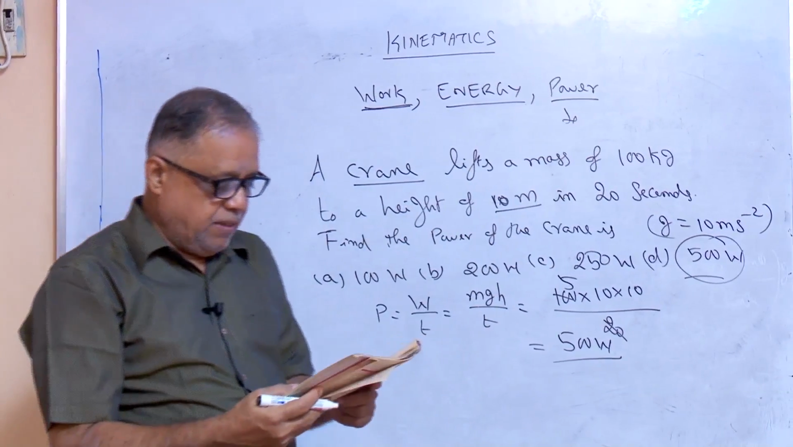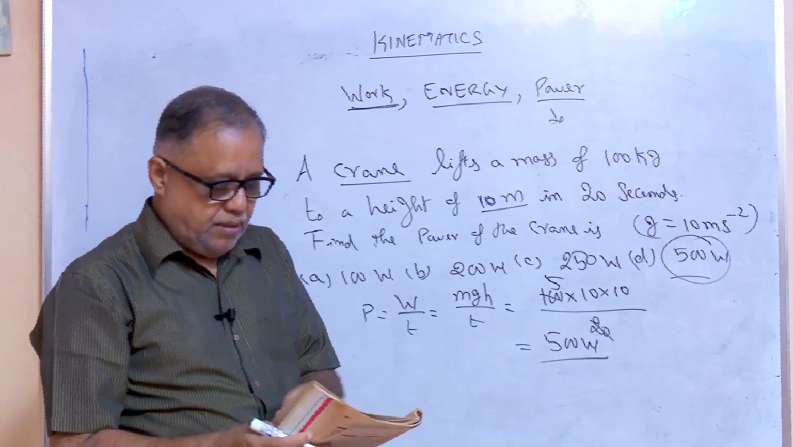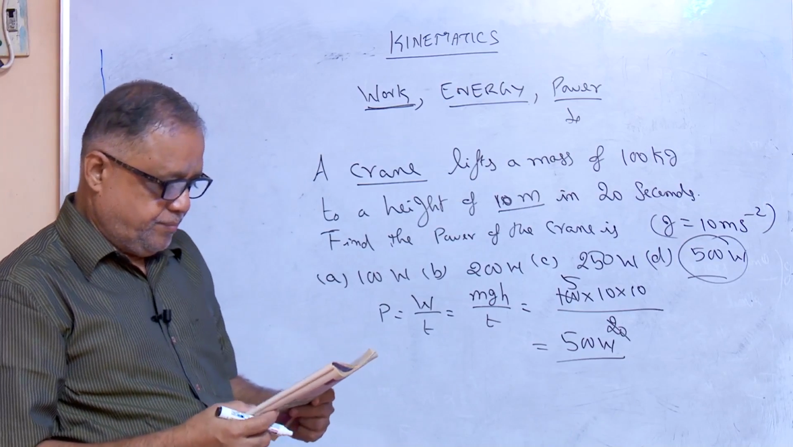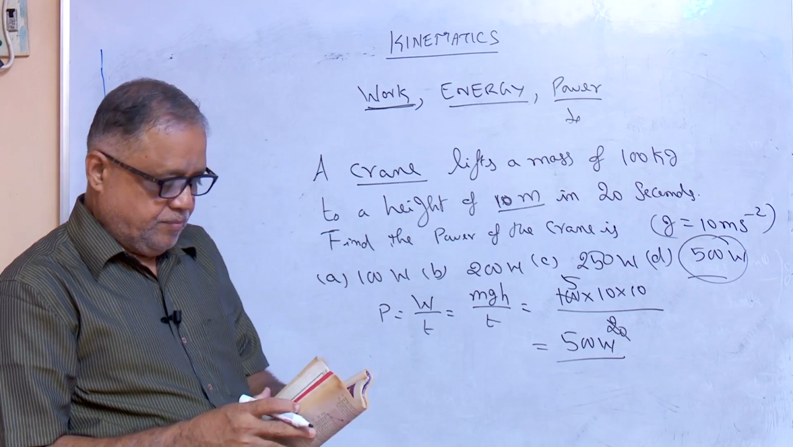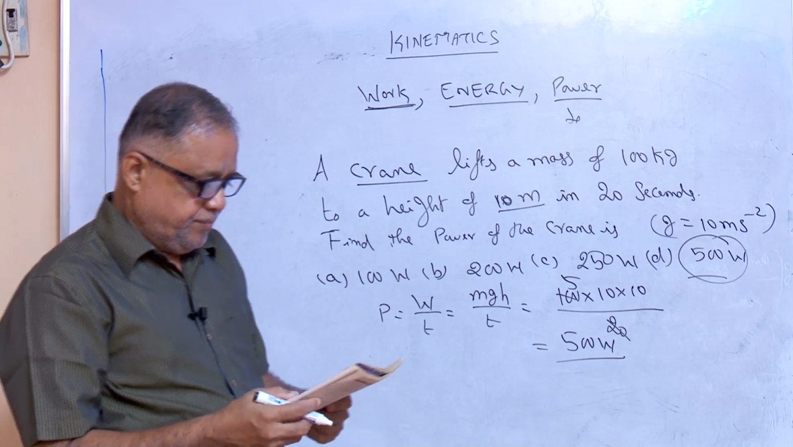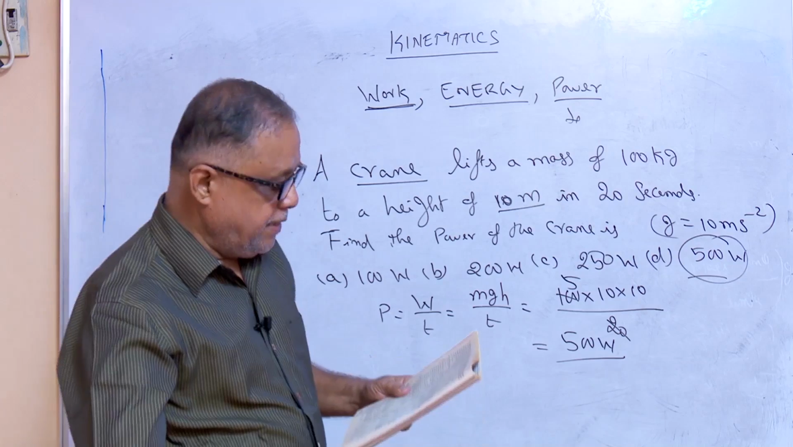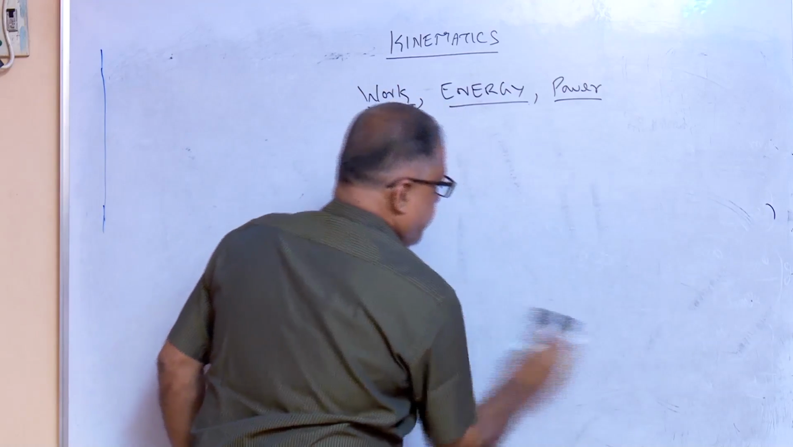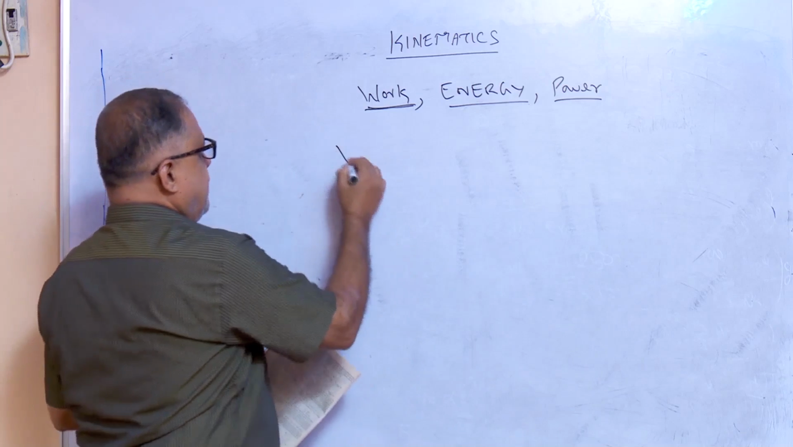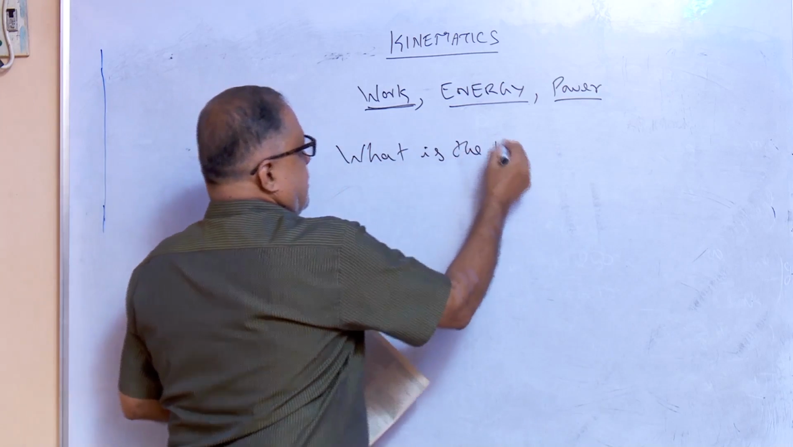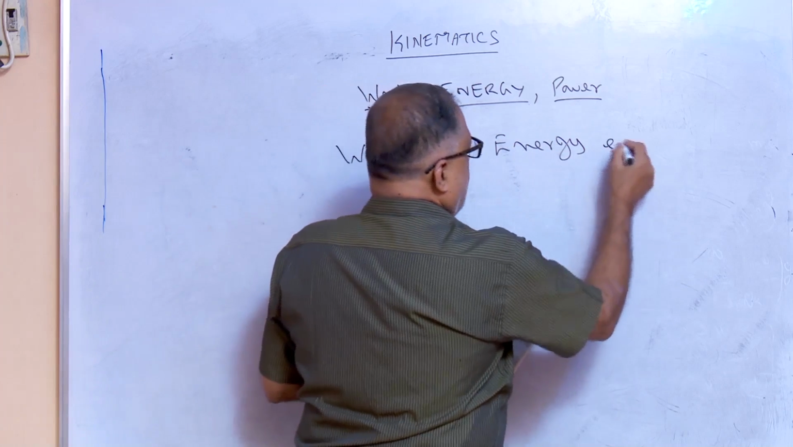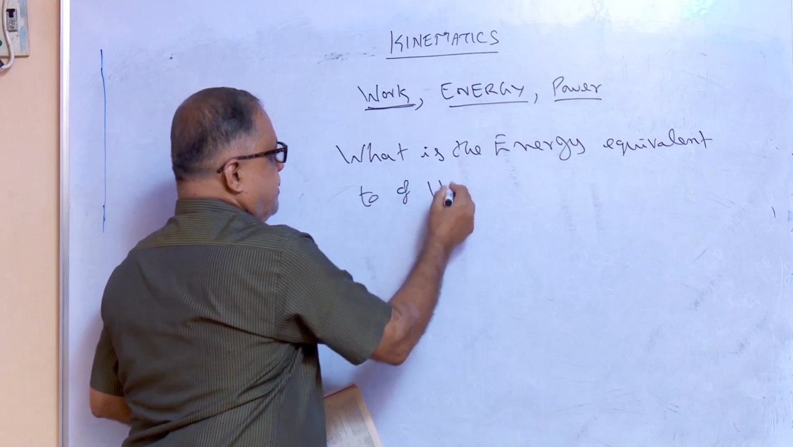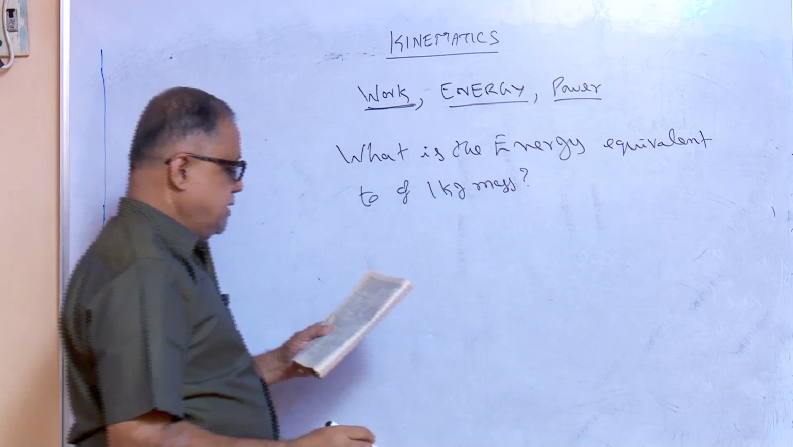Then we are going to do some problems based on velocity also. Now we are going to take the energy equivalent of 1 kg mass. There is a problem where they have given just one sentence: what is the energy equivalent of 1 kg mass? That is how they give some options for you.